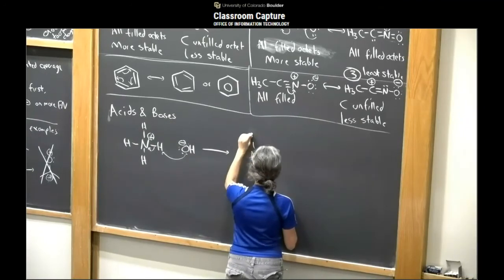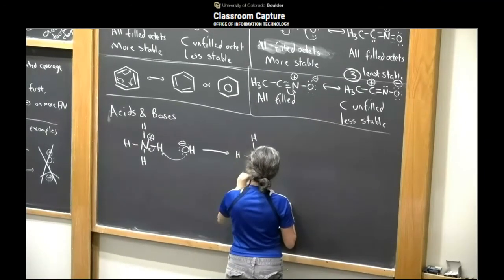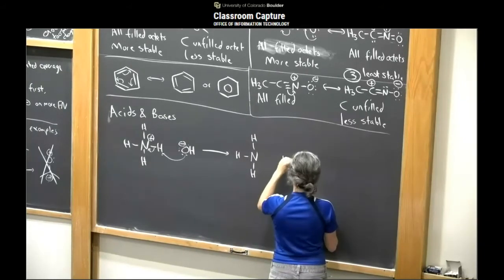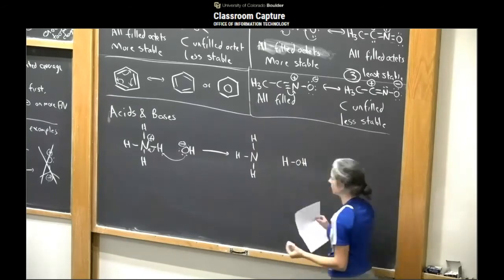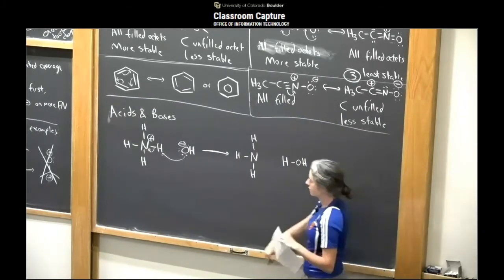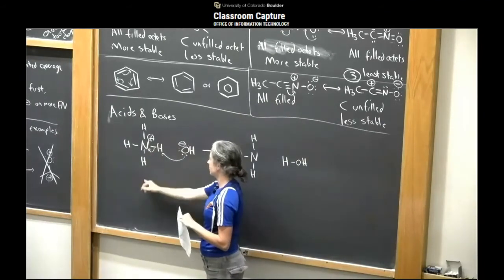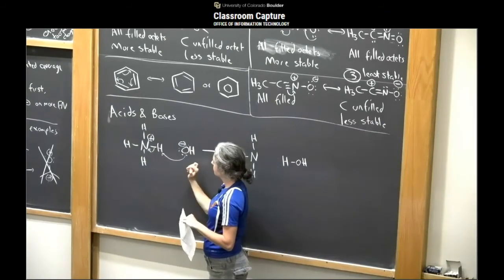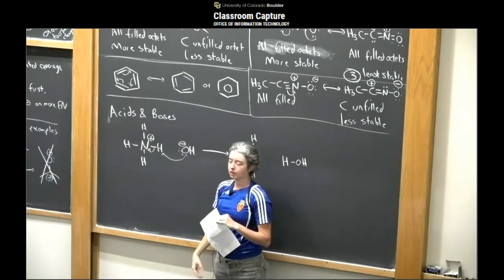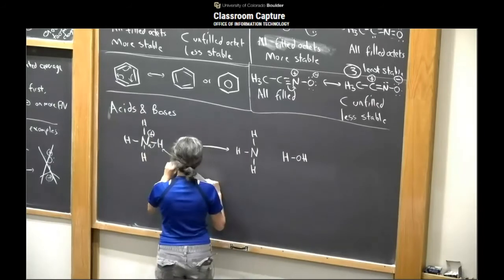So we get to nitrogen here with 3 H's and a water molecule, H2O here. Okay, so out of the left side of this equation, the starting materials, which one is the base, the NH4 plus or the OH minus? OH minus, because it's taking a proton.